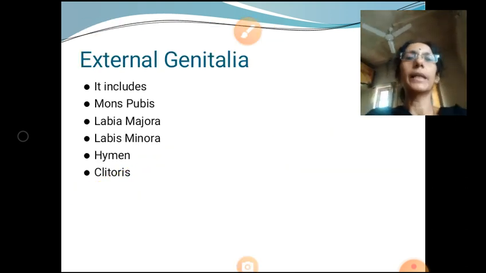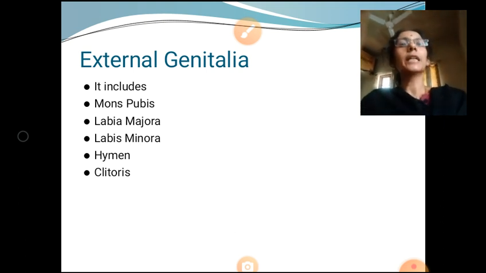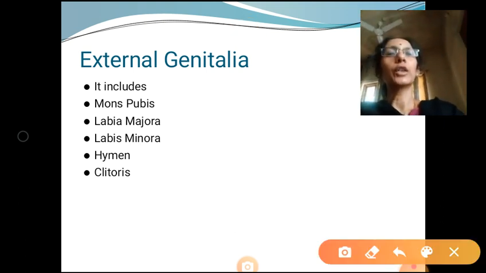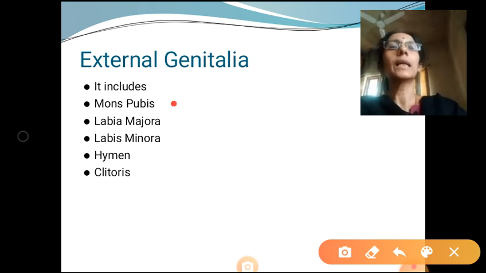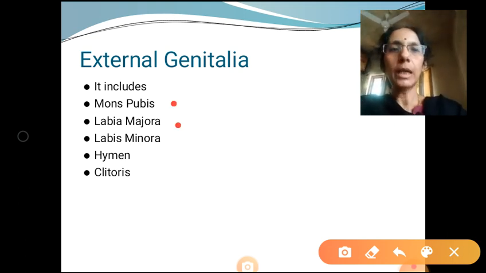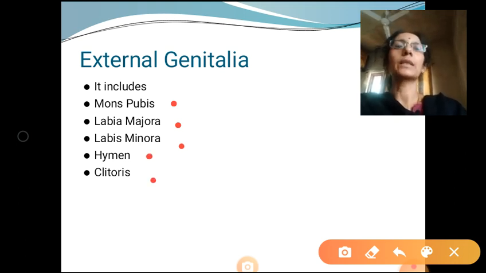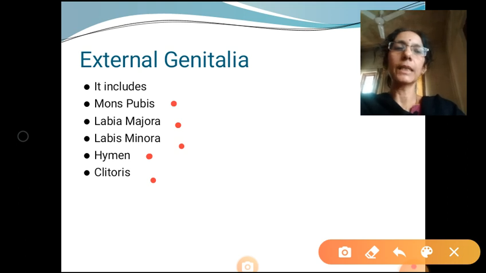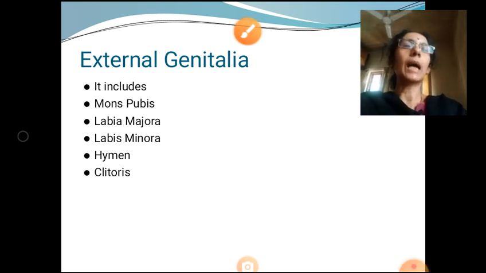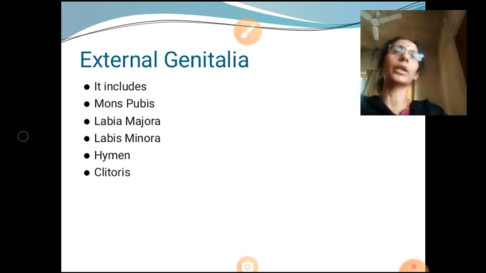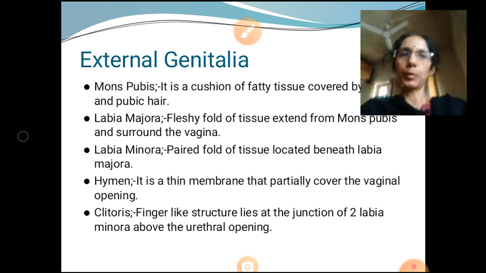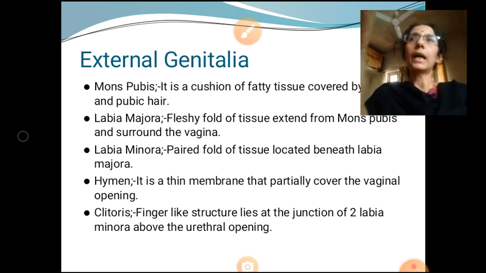Now, the last one is about the external genitalia. It includes mons pubis, labia majora, labia minora, hymen and clitoris. So what is mons pubis? It is nothing but a cushion of fatty tissue covered by skin and pubic hair.